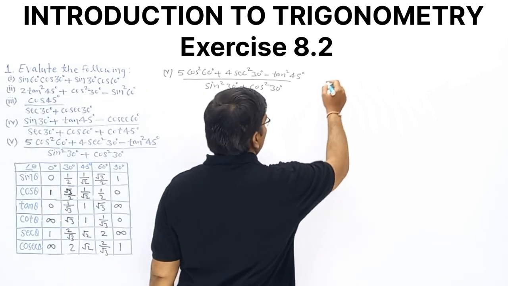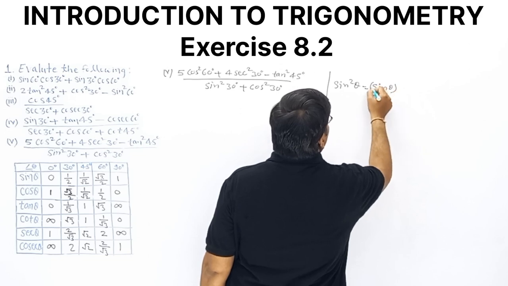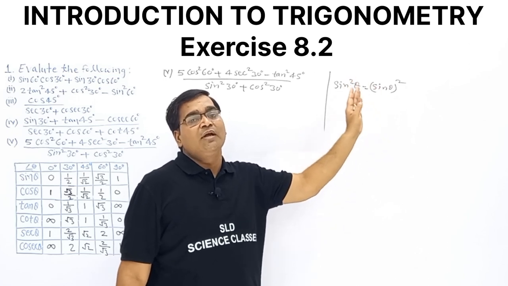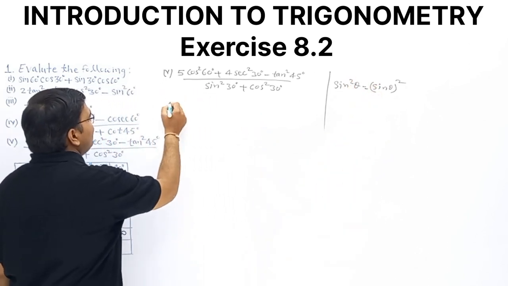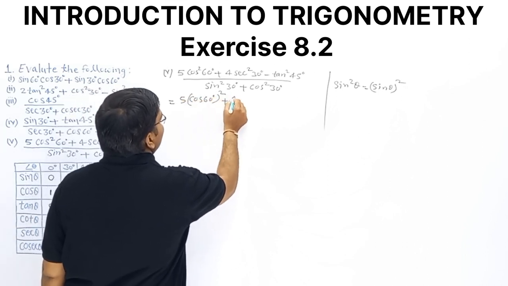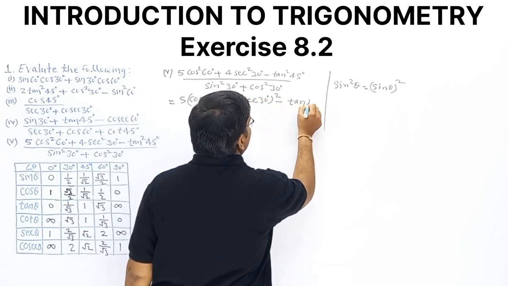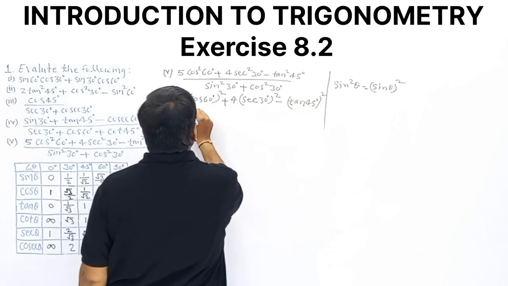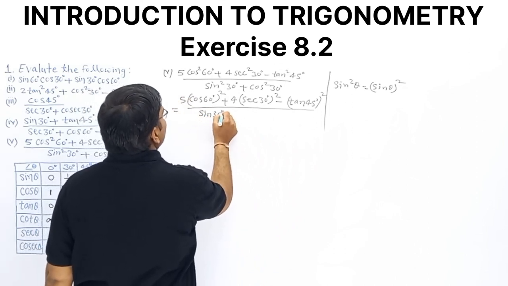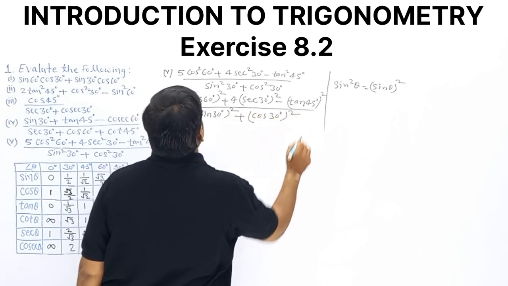We studied this in this class also. I discussed what? Sin square theta will be what? Sin theta whole square. Do like this one. Cos square theta will be cos theta whole square. Tangent square theta will be tangent theta whole square. So apply this there first. 5 (cos 60 degree) whole square plus 4 (sec 30 degree) whole square minus (tangent 45 degree) whole square, divided by (sin 30 degree) whole square plus (cos 30 degree) whole square.